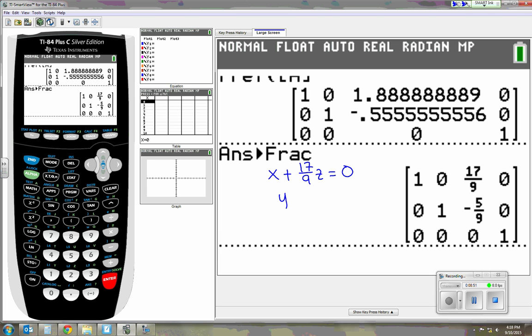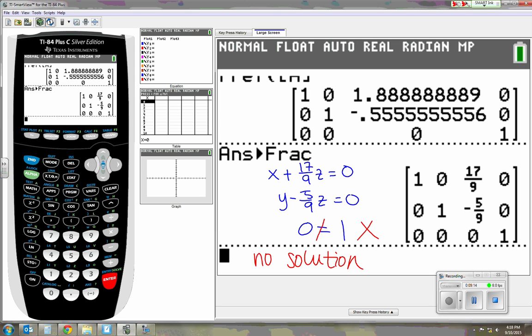Second one is y minus 5/9 z equals 0, and our very last one we have 0, 0, 0, so we're going to have 0 equals 1. And if we see that, just like we've done before in systems of equations, this is a false statement. And if we have a false statement, it is a no solution. This is a no solution right here.